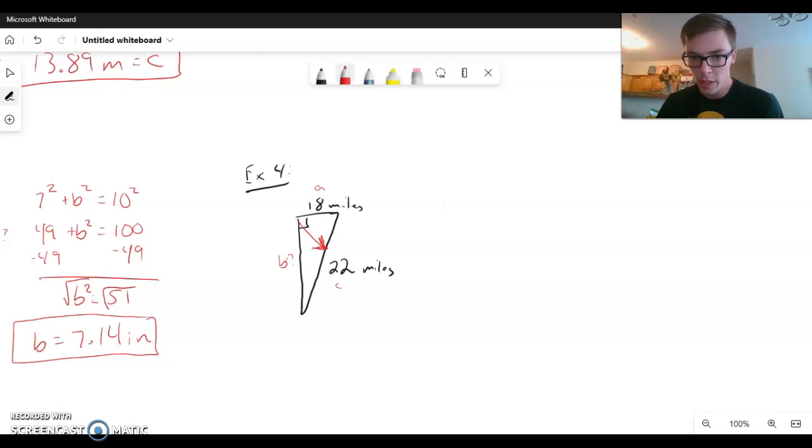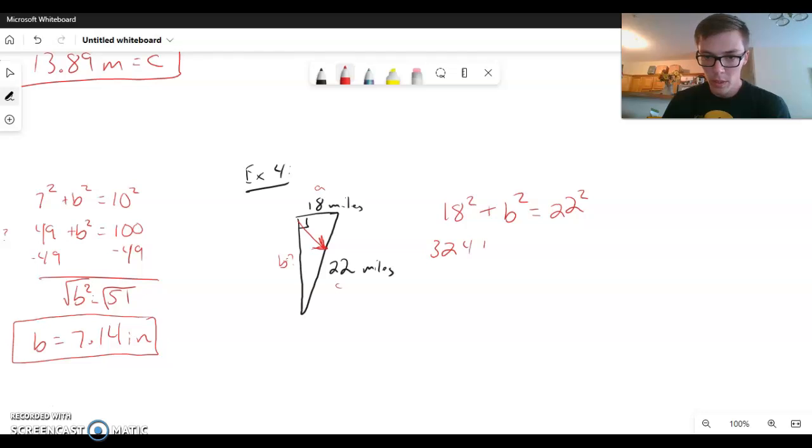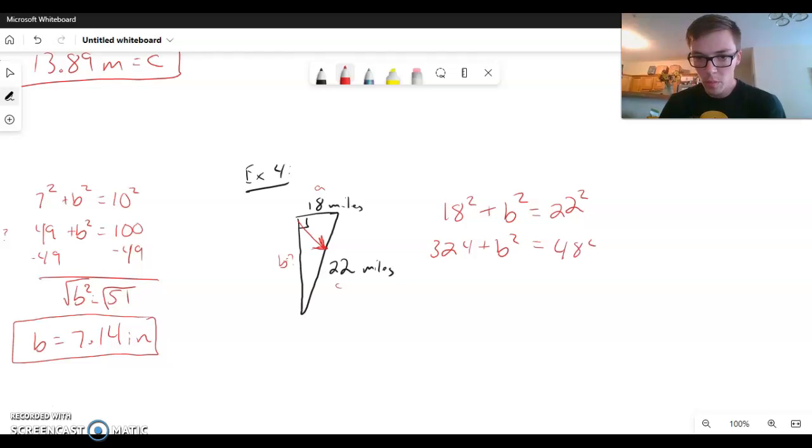So we're going to go leg squared, which is 18. We know that one. Plus the other leg, which we don't know, so I'm going to just label that as B squared, equals our hypotenuse squared, which is 22 squared. Okay. So now 18 squared, in case you don't know what those are, just type in your calculator. 18 squared is 324. Plus B squared, can't do anything with that, equals 22 squared, which should be 484. Now we're going to get B by itself. So we're going to minus 324 from both sides first. So we get B squared equals 160.